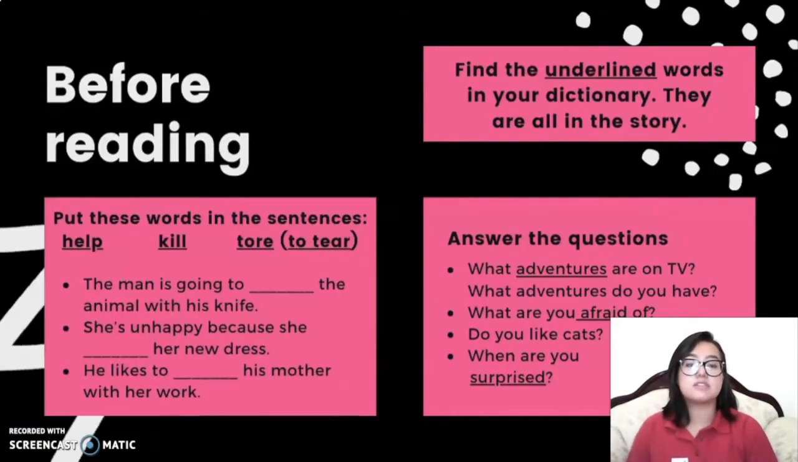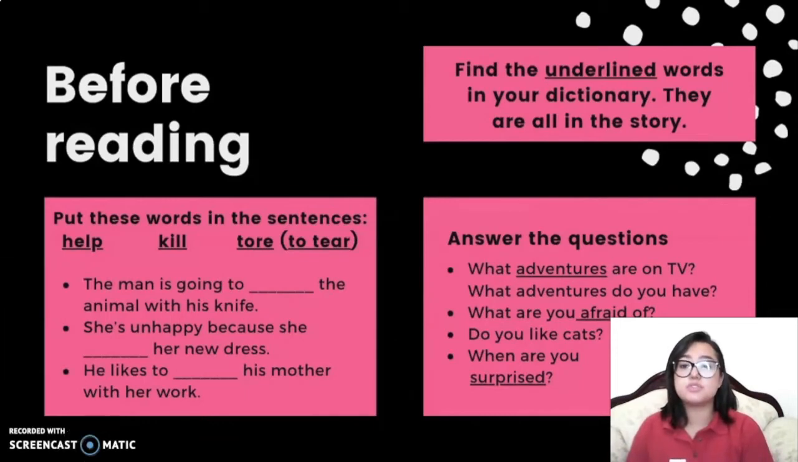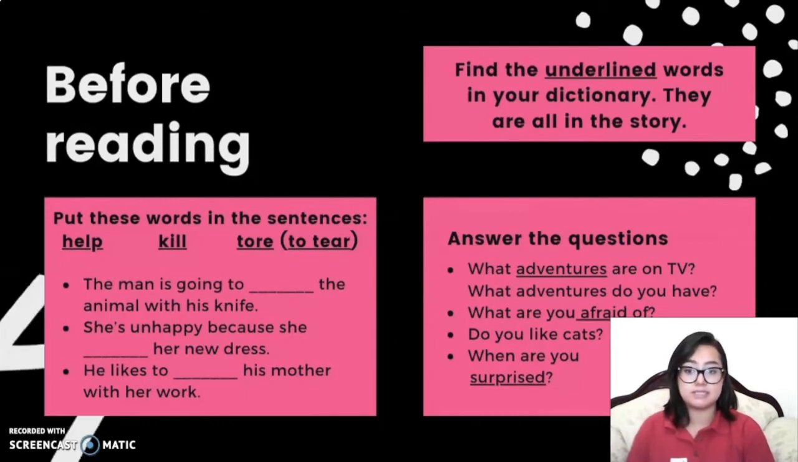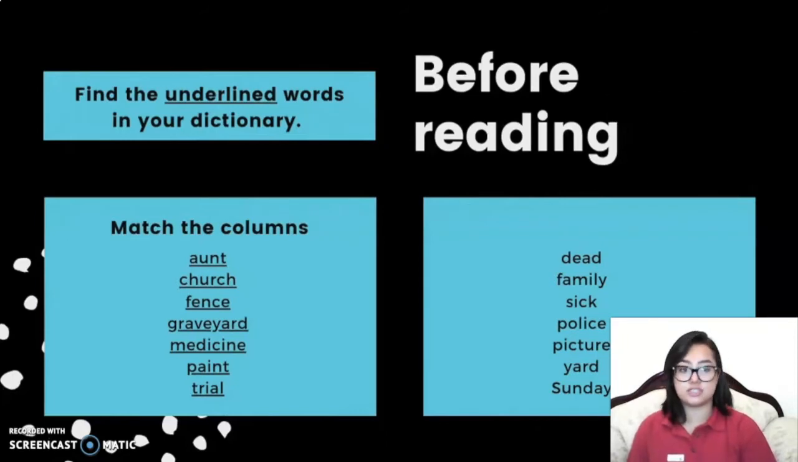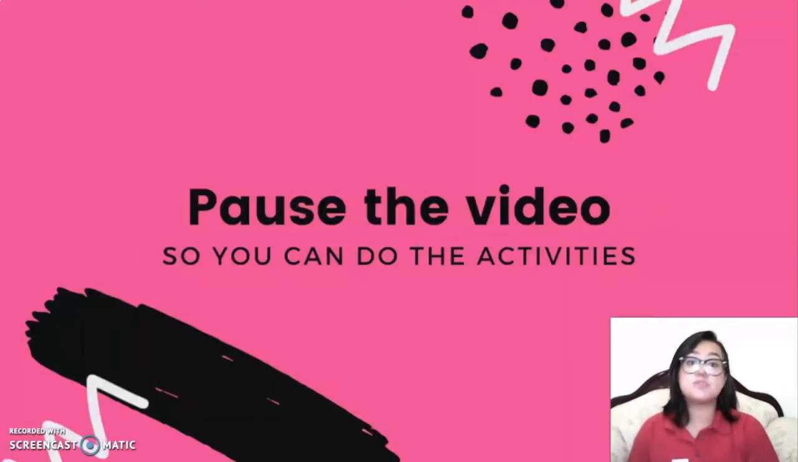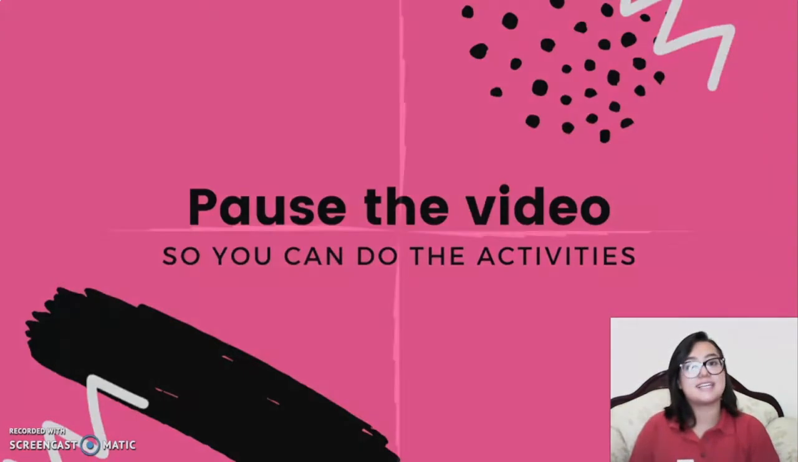Here we have the activities before reading. You have to find the underlined words in your dictionary. They are all in the story. Another activity is to put those words in the blank spaces. The words are help, kill, and tore. The next activity is to answer those questions. You can read them by yourselves. And last but not least, you have to match these columns and also find the underlined words in your dictionary, guys, okay? So it's time to pause the video so you can do the activities, guys.